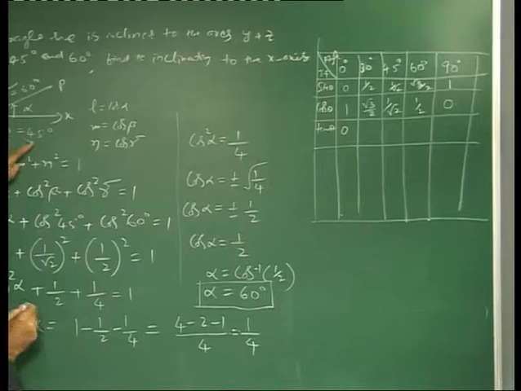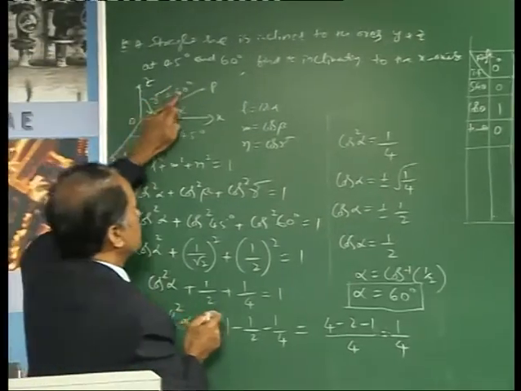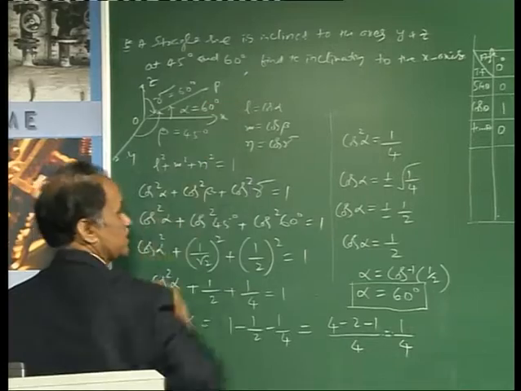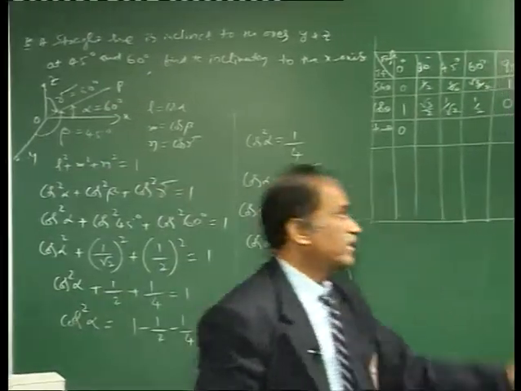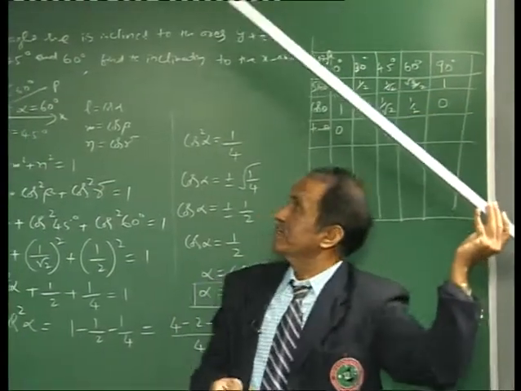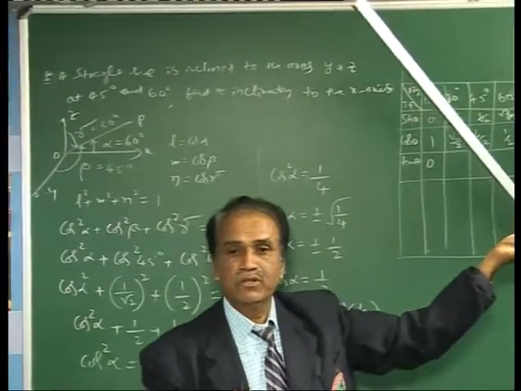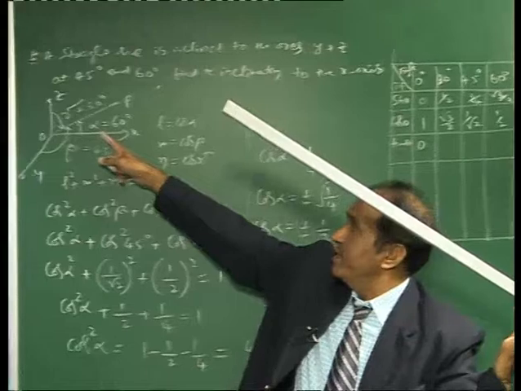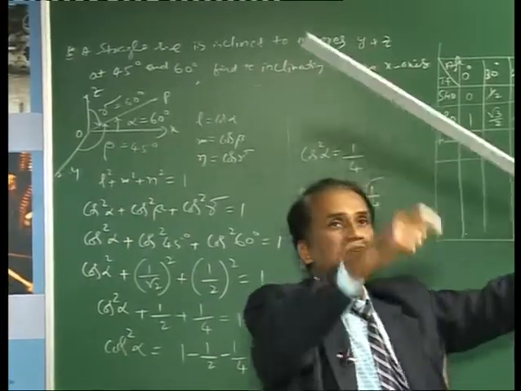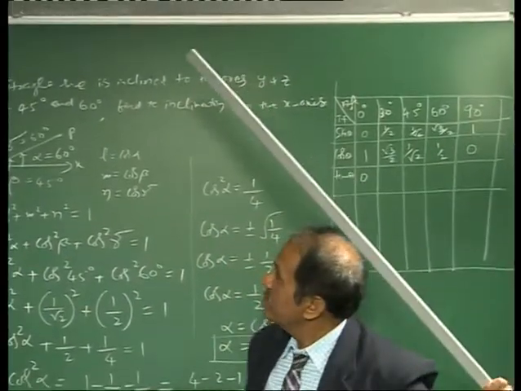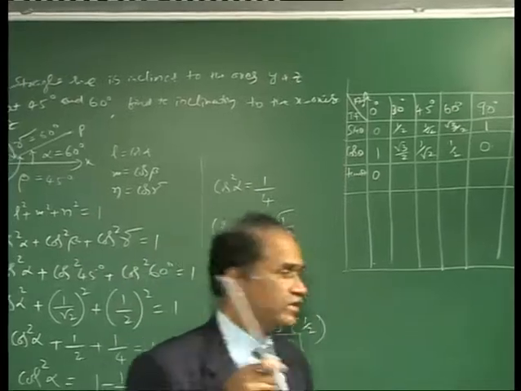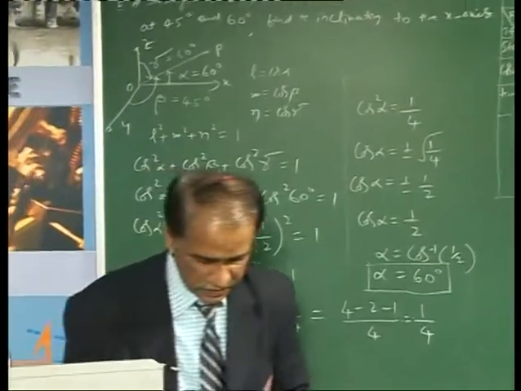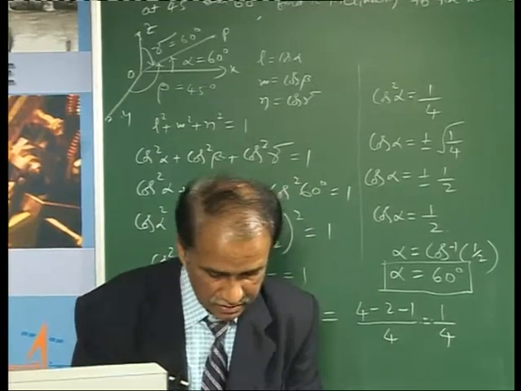Therefore, when beta is equal to 45 and gamma is equal to 60, then alpha is equal to the calculated value, which must be 60 degrees. Therefore, when this line makes angles of 45 degrees and 60 degrees with respect to the y and z axes respectively, then the angle made with respect to the x axis should be 60 degrees. So, whatever angle it makes with the z axis will be the same value with respect to the x axis. That is the numerical calculation, alpha is equal to 60 degrees. So, that is one situation we had.